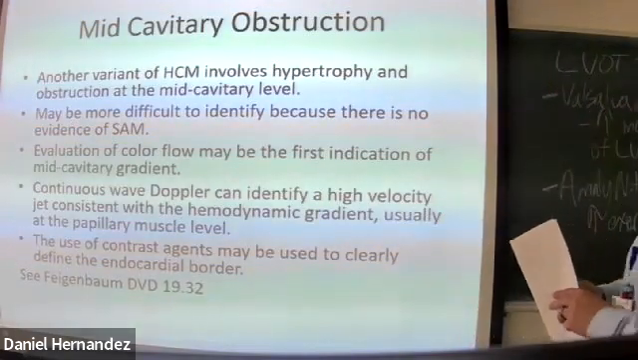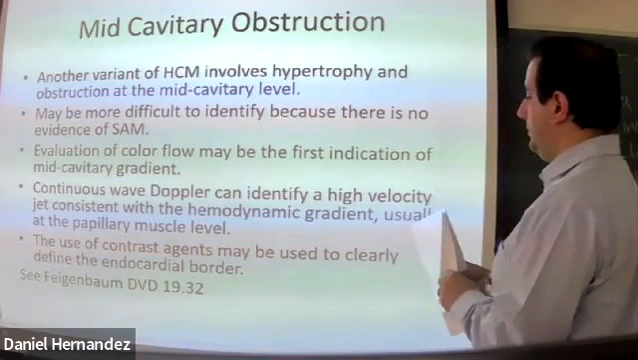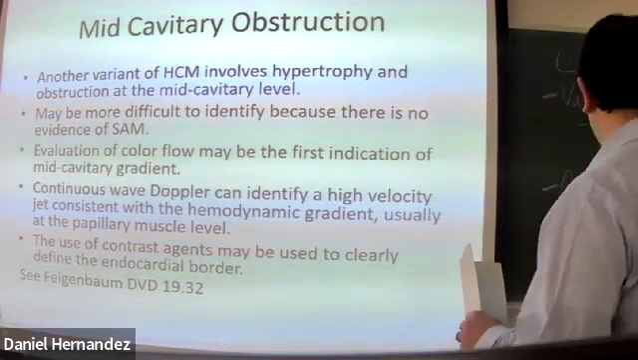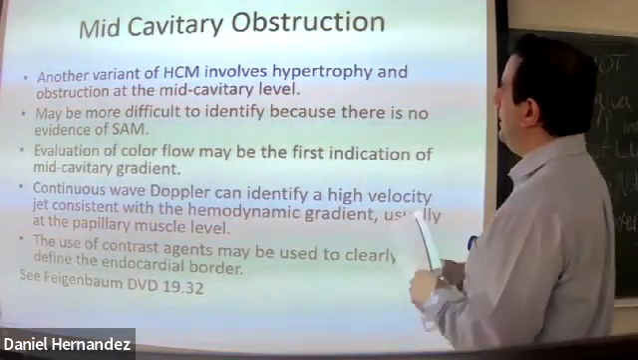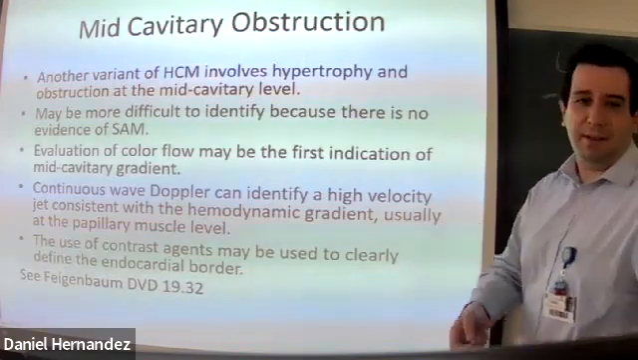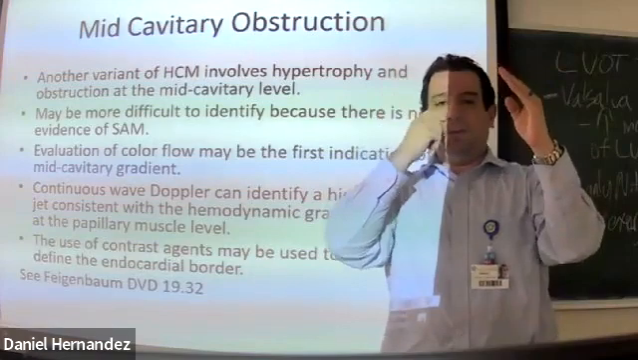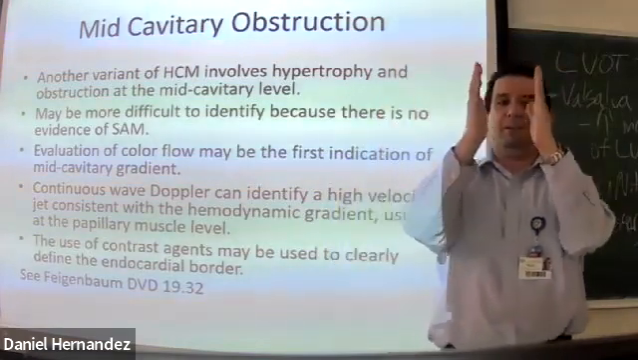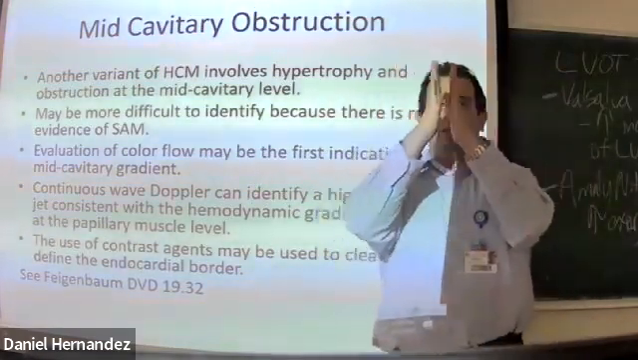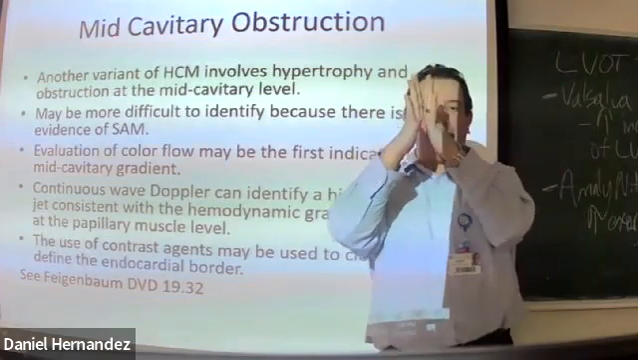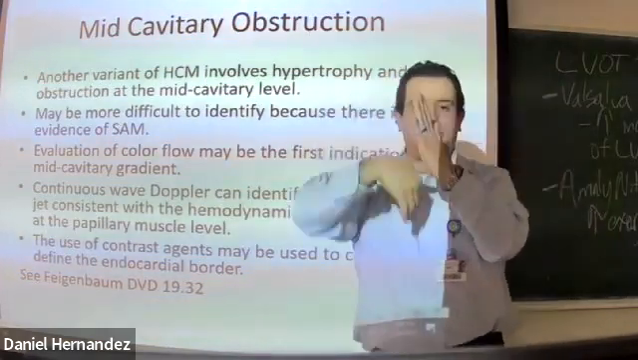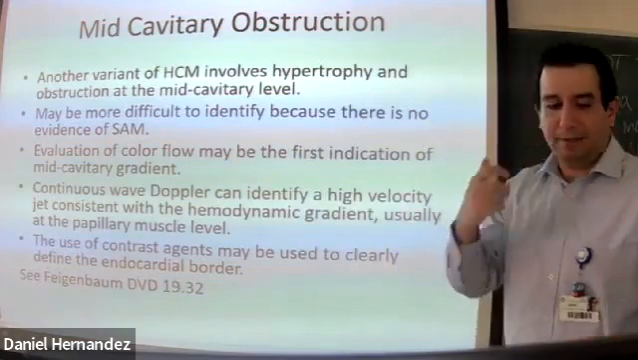So contrast agents may be used clearly to define the endocardial borders. You kind of picture that at mid-cavitary obstruction, like if I had my heart, the mid segment of the septum becomes very hypertrophied, and as it comes in, it creates a narrowing at that mid cavity level and doesn't allow the blood from the apex to pass through to get to that LVOT.